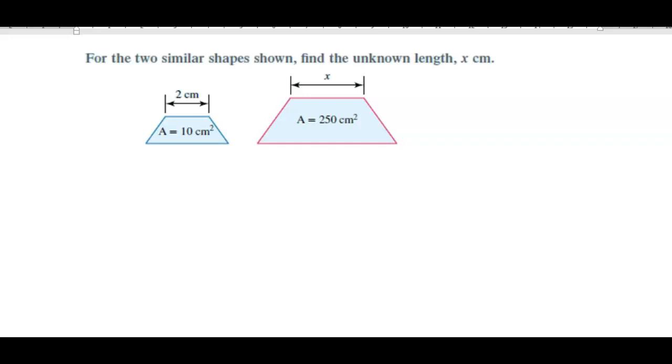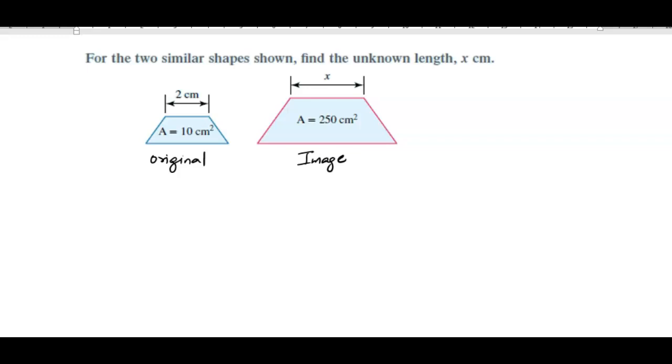And like I was mentioning in the earlier part of the lesson, there's no mention of which one's the original and which one's the image. So I'm going to start by saying, let this be the original and let this be the image. Now you can do either way. As long as you're keeping the order consistent, that's all that matters.